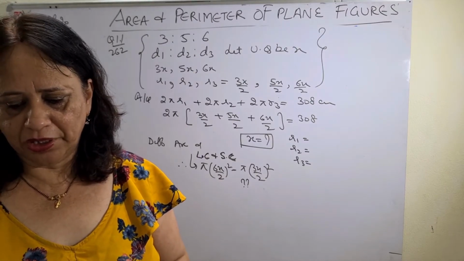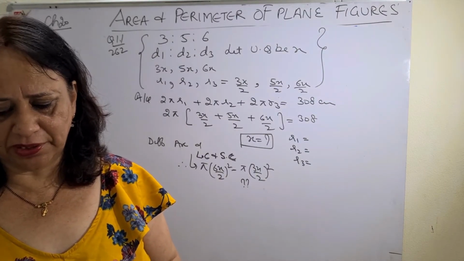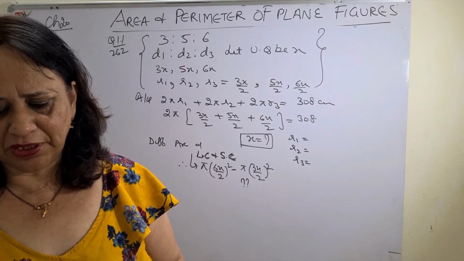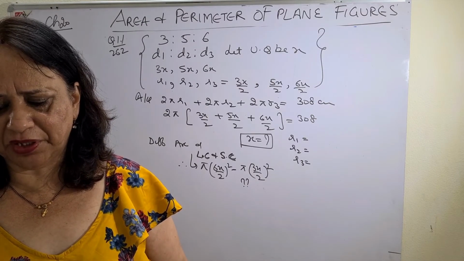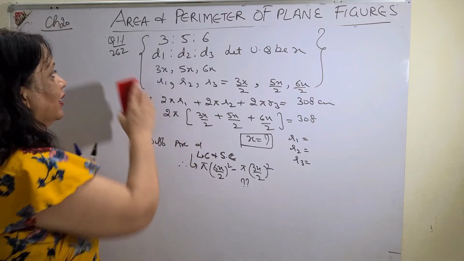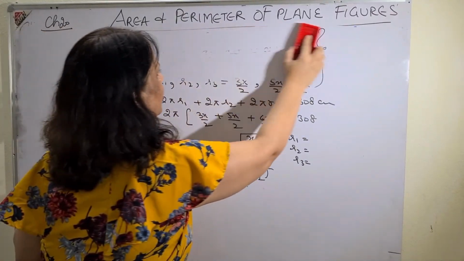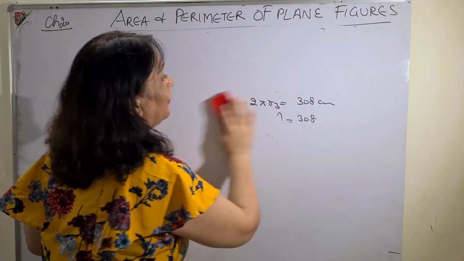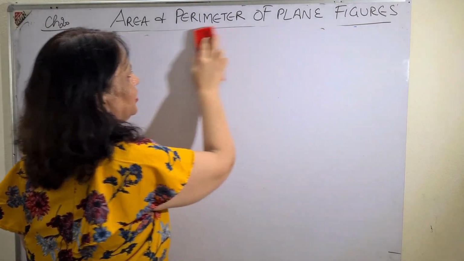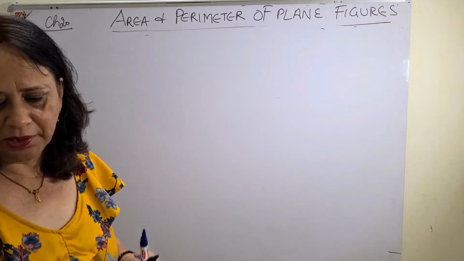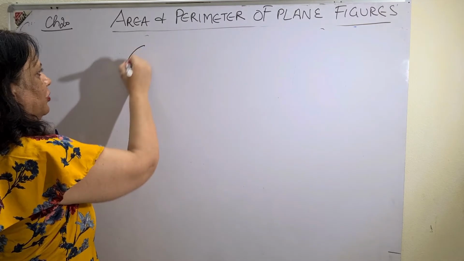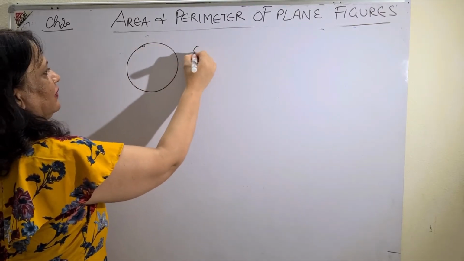Okay children, now come to question number 13, same exercise, page 262. Question number 13 is about the circumference of the given circular path. This question is also very important, but for the compulsory section. There is a circular path given to me and its circumference is given.